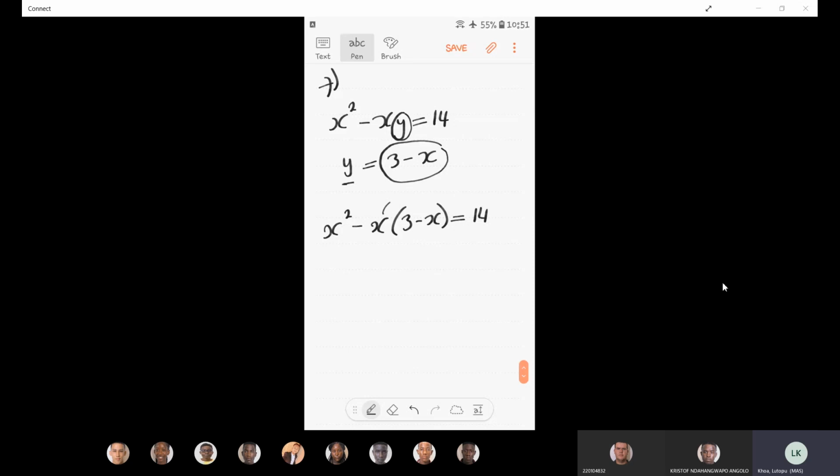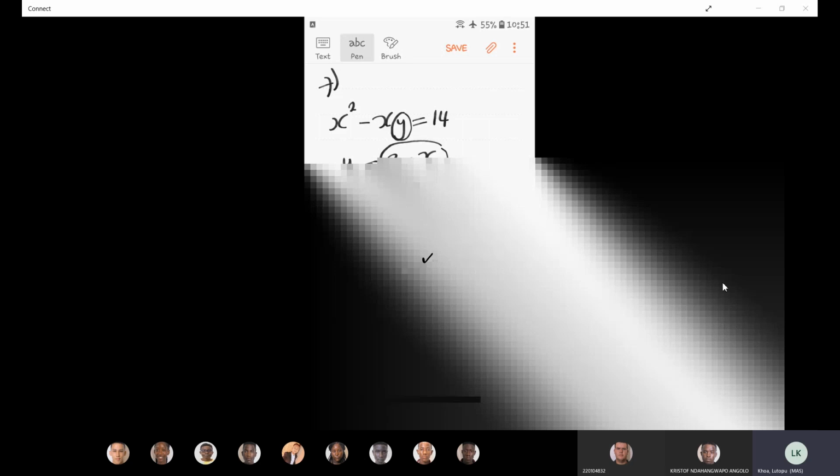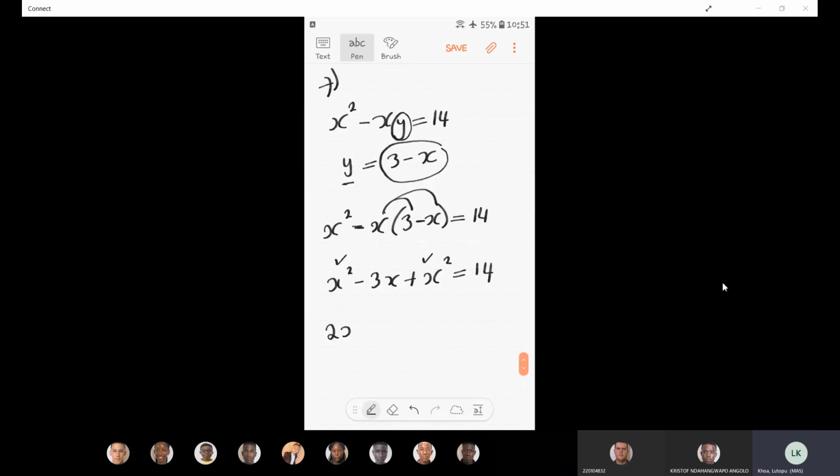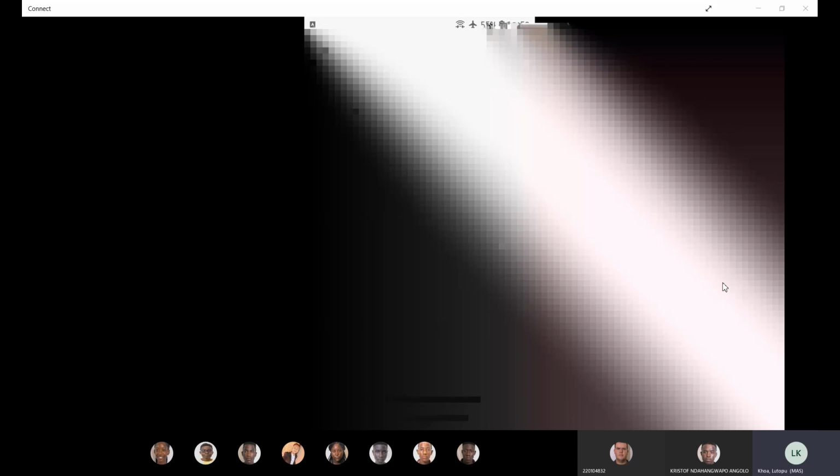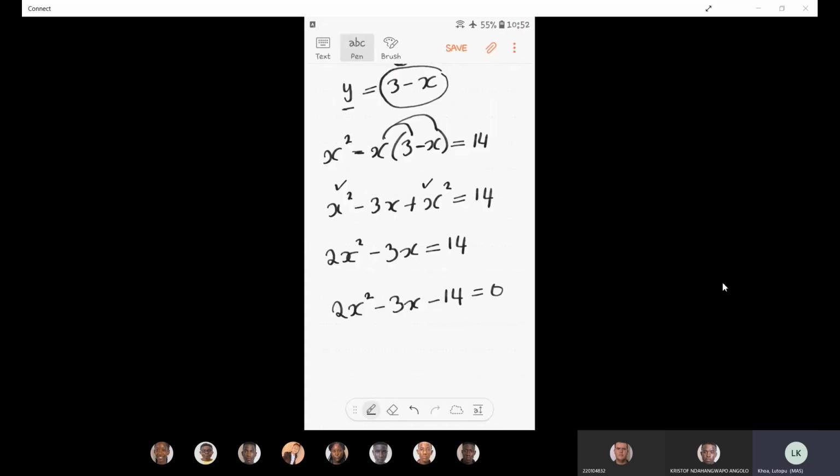Then again, the x will multiply inside like that. We'll have x squared minus 3x, then plus, because negative and negative make plus, x squared. This is equal to 14. I have 1x squared plus another one. This gives me 2x squared minus 3x. This is equal to 14. And I want everything on one side, so I subtract 14 on both sides. So I have 2x squared minus 3x minus 14. This is equal to 0.